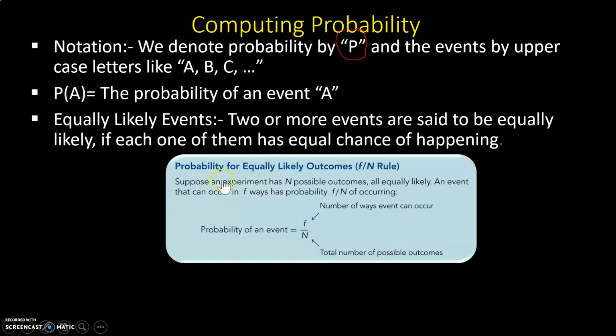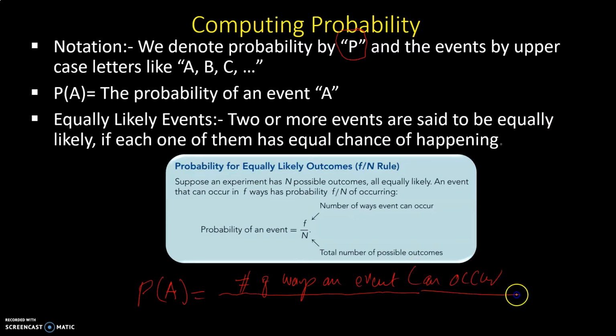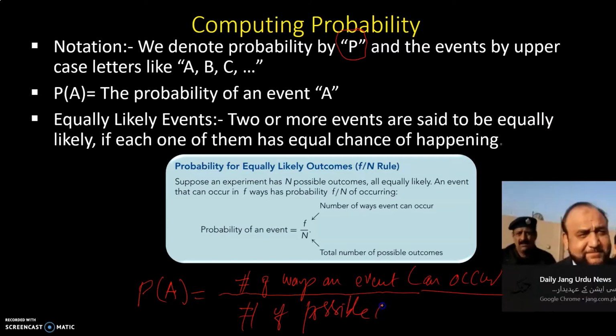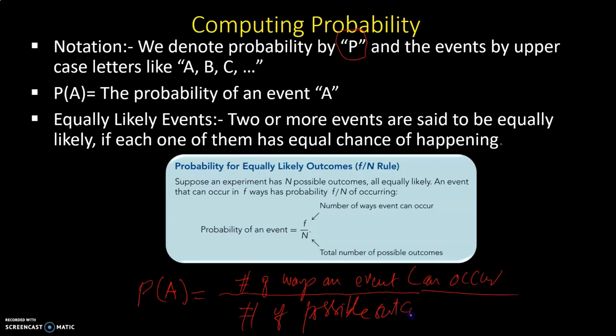Now we see a rule for how to compute a probability. This is the thing we were preparing for, the F over N rule. What this rule says: if you want to find the probability of an event, you take F, which is the number of ways an event can occur, and you divide it by the total number of all possible outcomes. Let me write this in another way. If you want to find the probability of an event A, you always write a fraction. On the top, you write the number of ways an event can occur, and you divide this by the total number of possible outcomes. So this is the basic definition of probability.